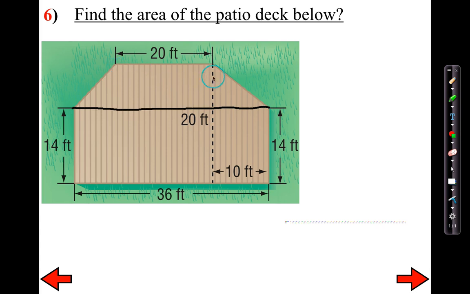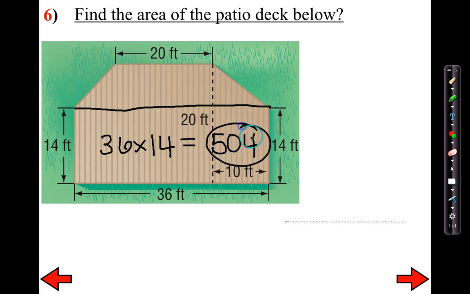Why? Because then it just becomes a trapezoid and a rectangle, which would make it pretty easy for me to find the area of. So to find the area of this rectangle here, I'm going to go ahead and take the base, which is 36, and multiply it by the height, which is 14, which is going to give me a grand total of 504. So that is the area of the rectangle. But we're not done yet. We still need to find the area of this trapezoid.